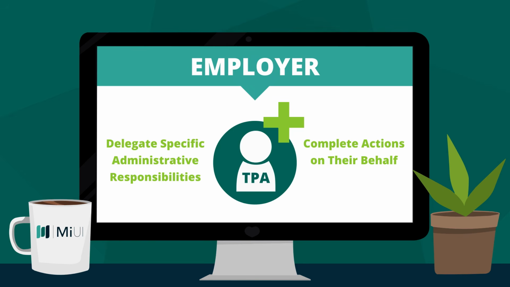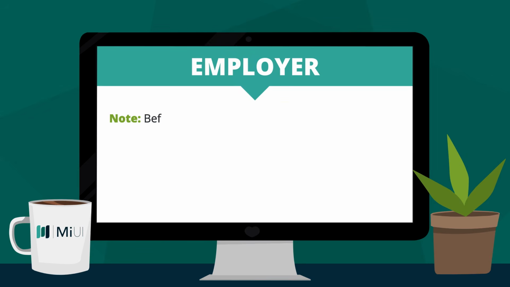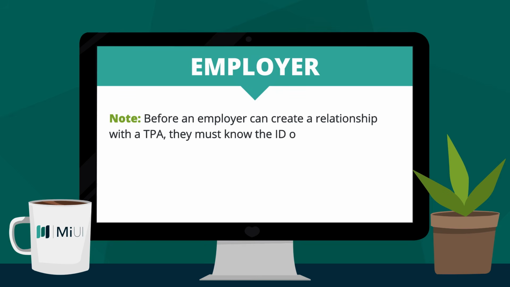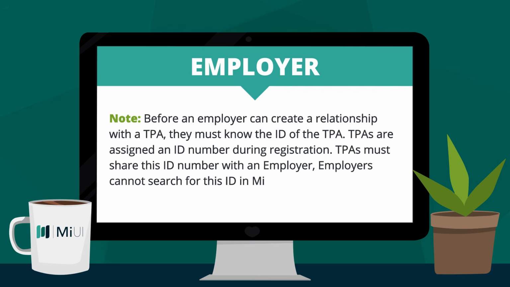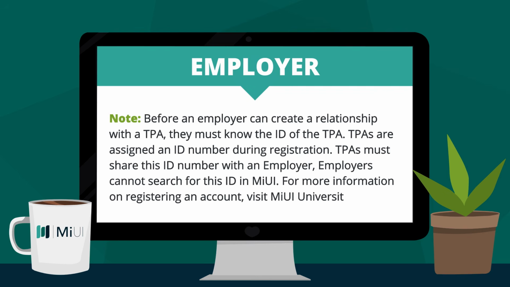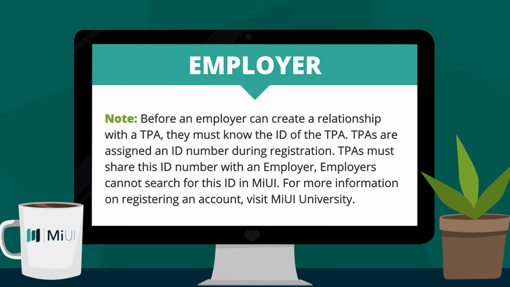Now, let's walk through the process of associating a TPA to your account in MyUI. Note: before an employer can create a relationship with a TPA, they must know the ID of the TPA. TPAs are assigned an ID number during registration. TPAs must share this ID number with an employer. Employers cannot search for this ID in MyUI. For more information on registering an account, visit MyUI University.